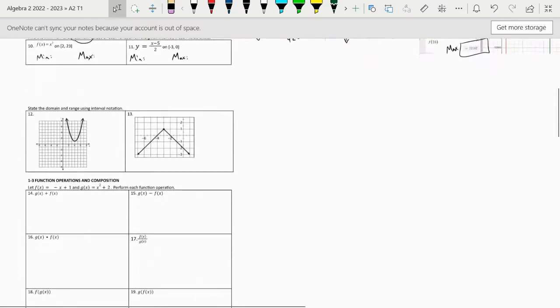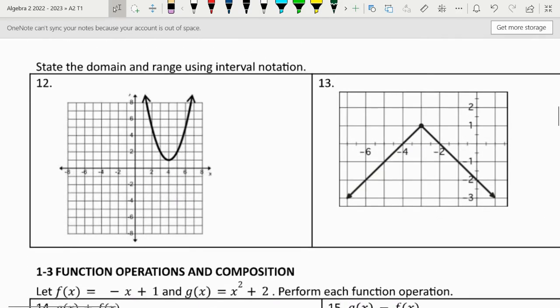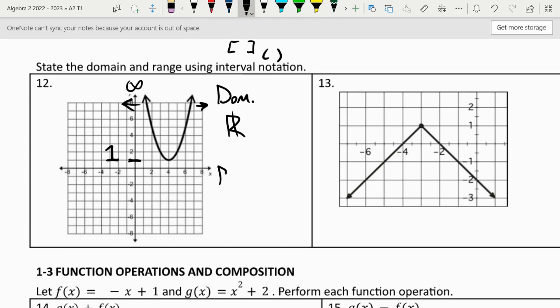Okay, moving on. State the domain and range using interval notation. This is going to be using the brackets and parentheses instead of the less than or greater than. For the first one, this is a parabola, so it continues up to positive infinity forever, but it stops right here at 1. So that would be the range. And then the domain continues to the left and to the right forever. So the domain would be all real numbers, which in interval notation is the R with this line through it.